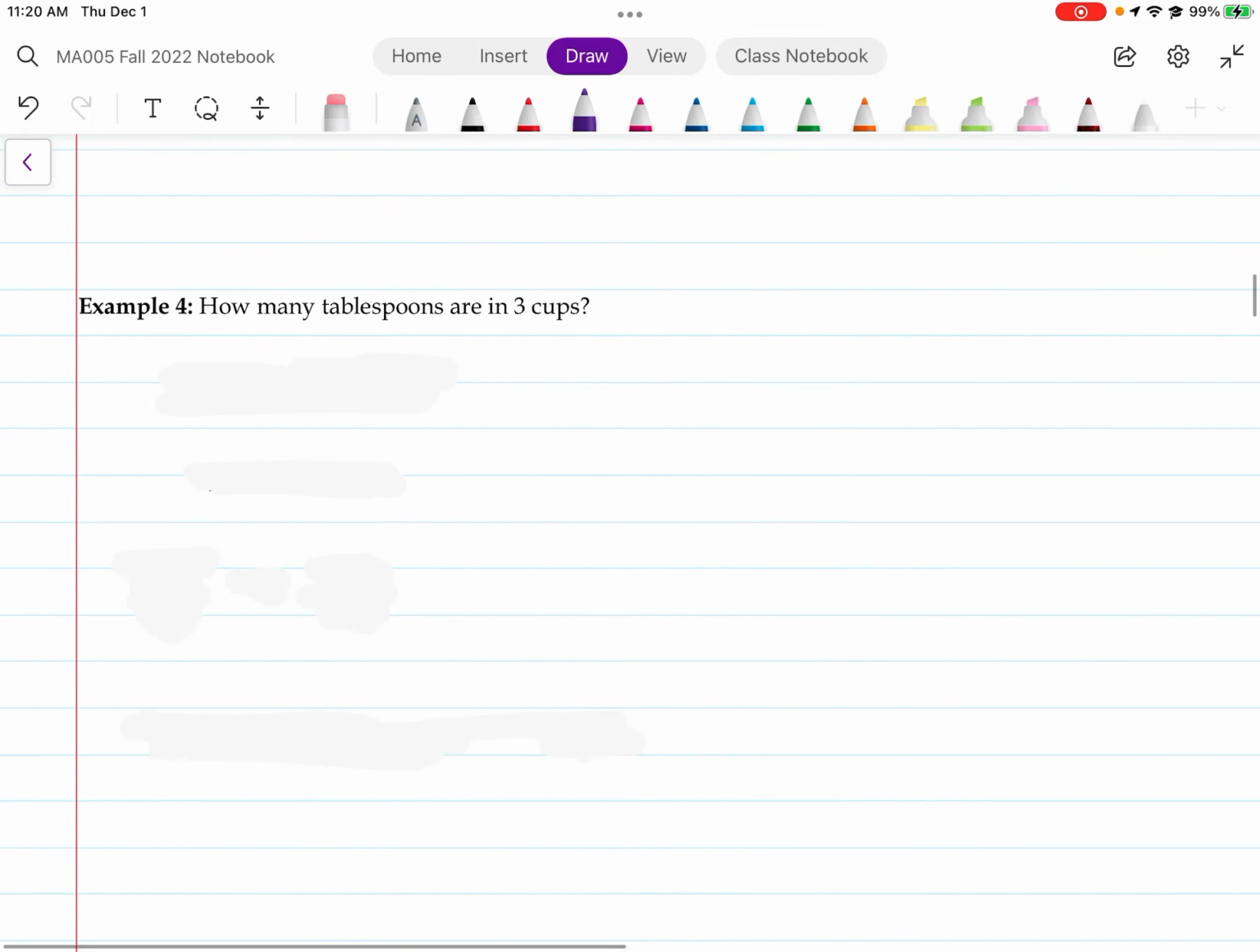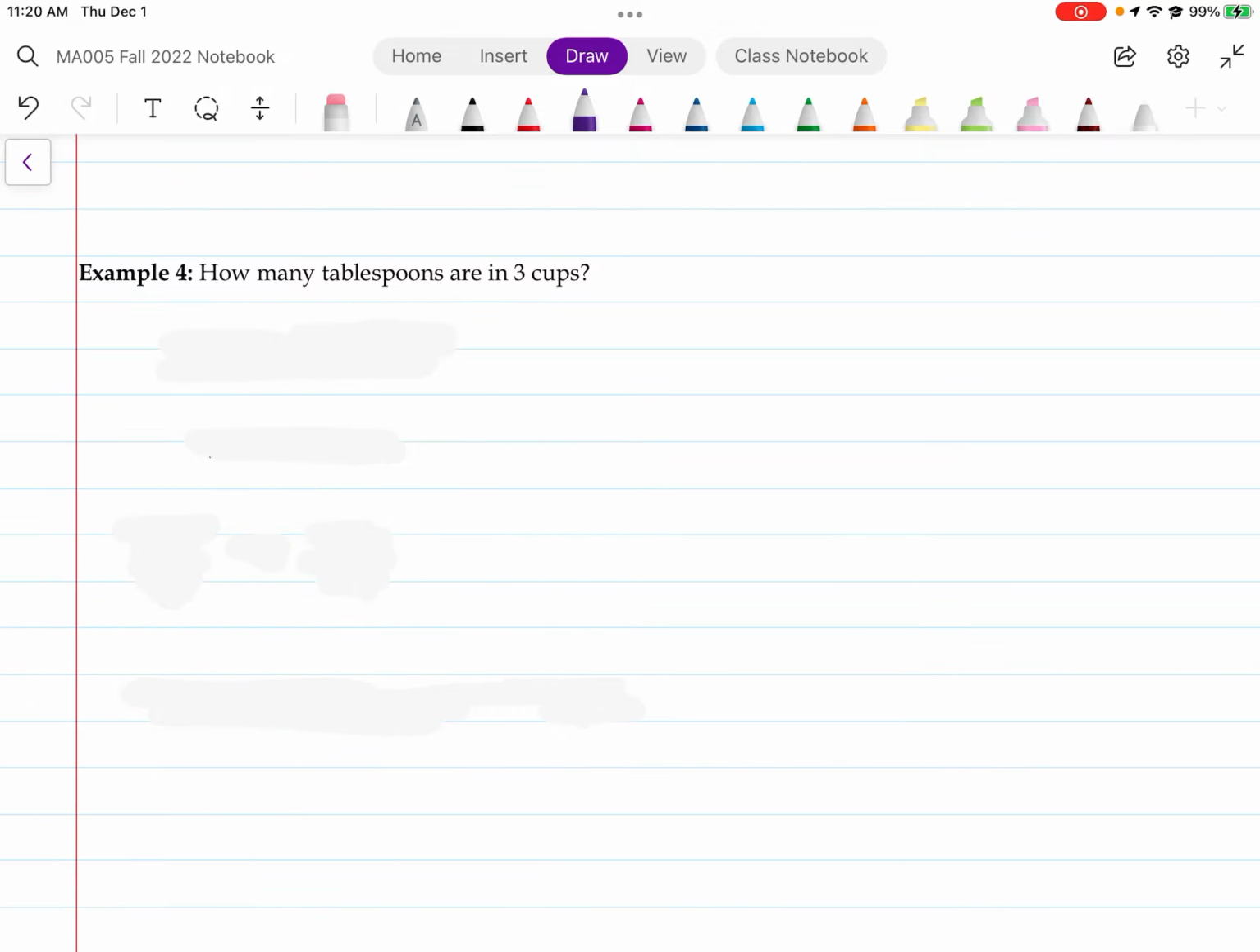All right, so how many tablespoons are in 3 cups? I'll get you started on this one in case you don't know some of the conversion factors. So we're going to start with 3 cups, and we are going to tablespoons. The abbreviation for tablespoons is actually a capital T. Teaspoons is a little t.